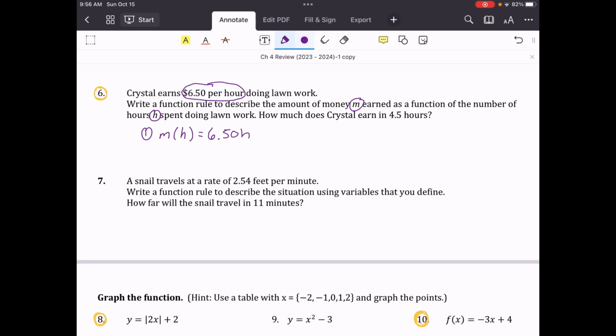The next thing we want to talk about is how much would she make for 4.5 hours of work. So that means we're going to take M of 4.5 equals 6.50 times 4.5. And we get that for 4.5 hours of work, she's going to earn $29.25.